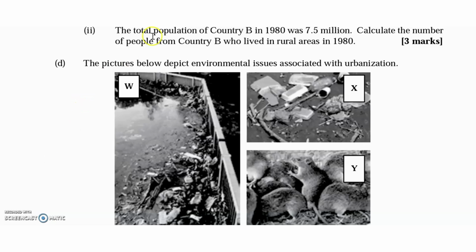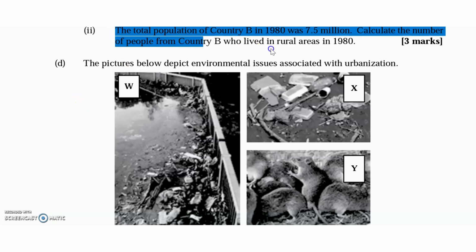All right, so part 2 here. The total number of people of country B in 1980 was 7.5 million. Calculate the number of people from country B who lived in rural areas in 1980. That is for 3 marks. Let's go through this quickly.